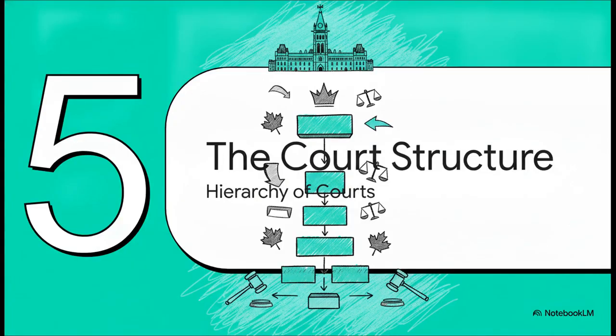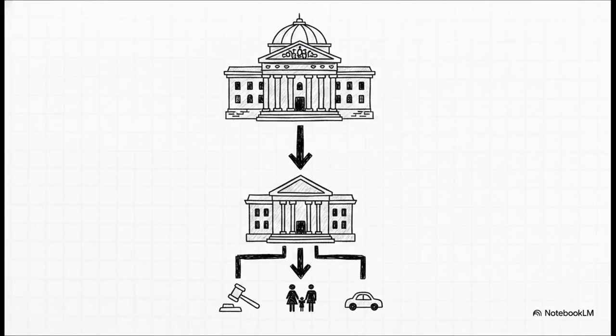Let's move to Section 5, the court structure. This is all about the hierarchy of the courts. At the very top of the hierarchy, the ultimate authority, you have the Supreme Court of Canada. If the exam asks what the highest court in the country is, that is exactly your answer.